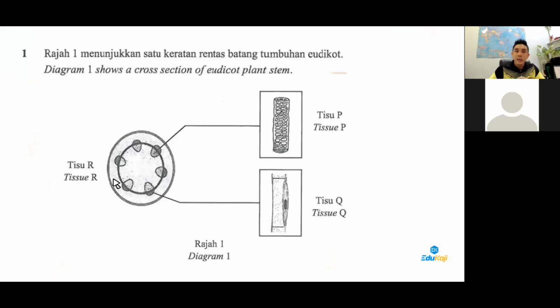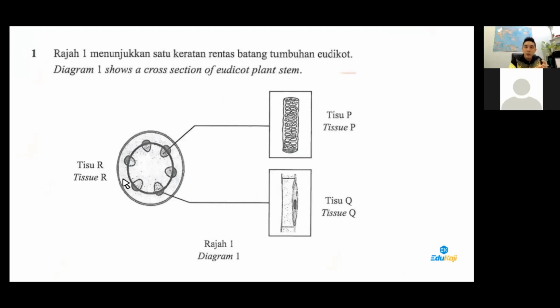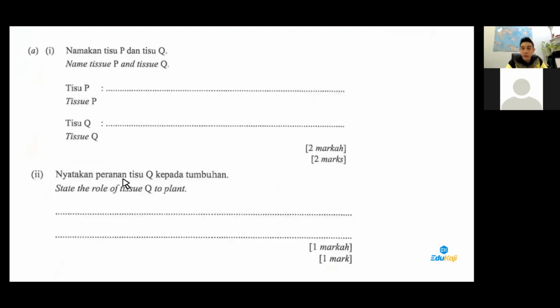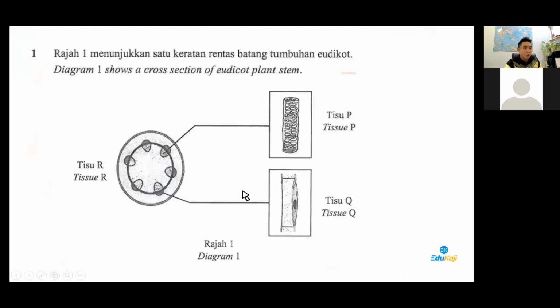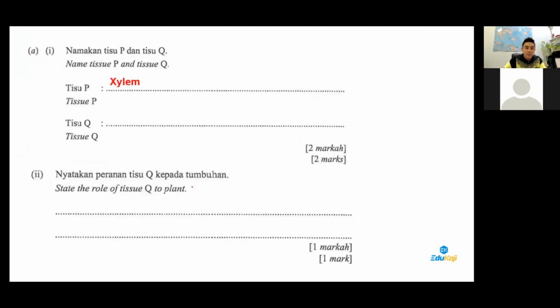Guys, question 1 here, we are dealing with plants right away. If you look at the very first question, what is tissue P? Tissue P, if you are able to recognize, this is actually lignin and is located inside. We call this xylem, whereas tissue Q is phloem. Always remember the outer one is phloem, inner one xylem.